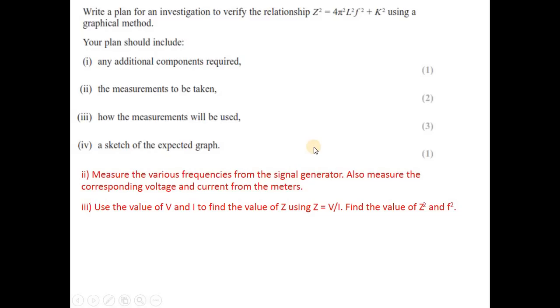Now a sketch of the expected graph. Clearly, if you see the equation, this equation is in the form of y equal to mx plus c. Clearly, Z square is your dependent variable, frequency is the independent variable, K square is your y-intercept, and this whole thing is your gradient.